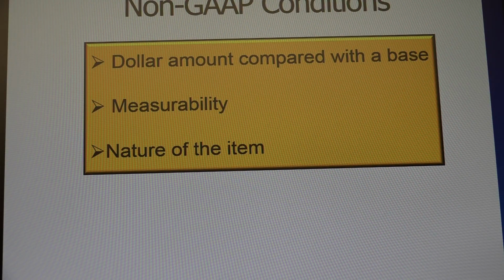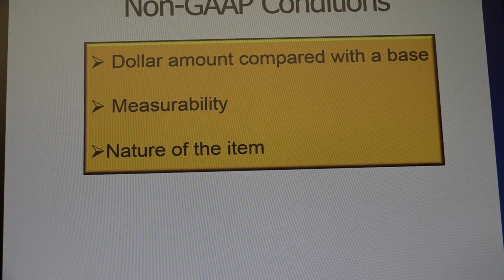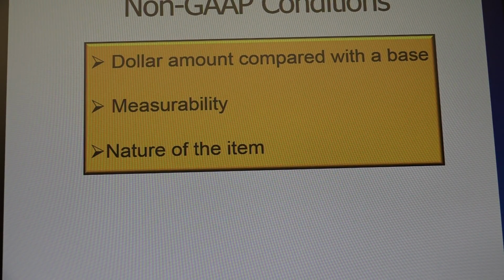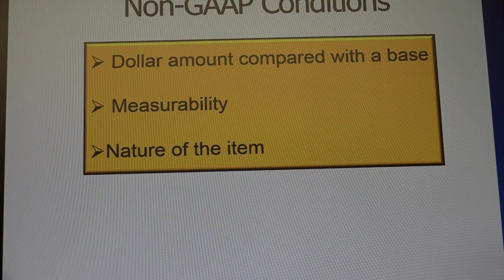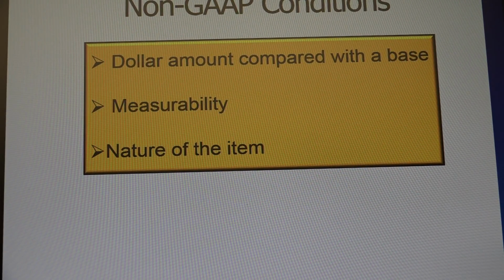Nature of the item, that's kind of a big one. What if even though the transactions are small, they're doing illegal stuff? Well, because of the nature of the illegal activity, that may be considered material to the auditor and need to be disclosed and dealt with.